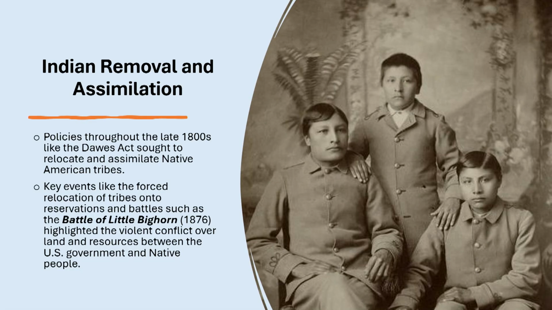Key events like the forced relocation of tribes onto reservations and battles such as the Battle of Little Bighorn in 1876, where George Armstrong Custer meets his demise, and the violent conflict over land and resources between the U.S. government and Native people was just one of those factors.